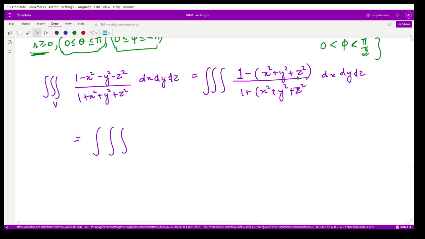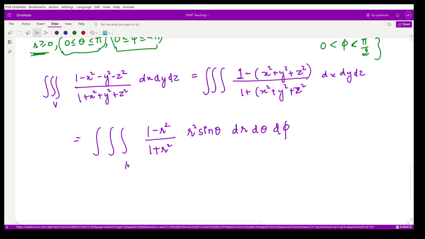So this quantity is r square. So you have 1 minus r square divided by 1 plus r square. And what is the value of the Jacobian? That is r square sine theta. And instead of dx dy dz, you would now be writing dr, d theta and d phi.